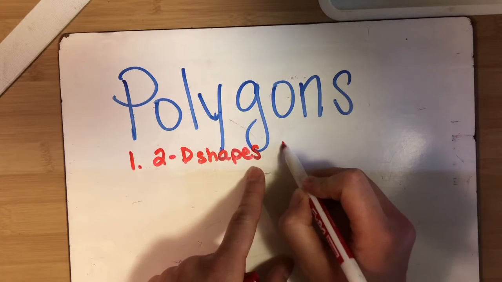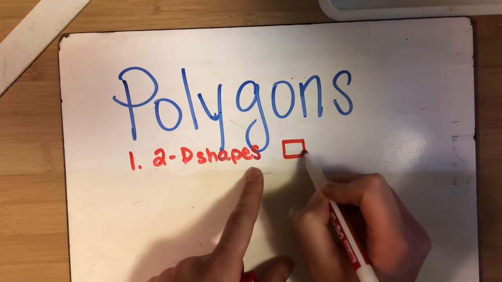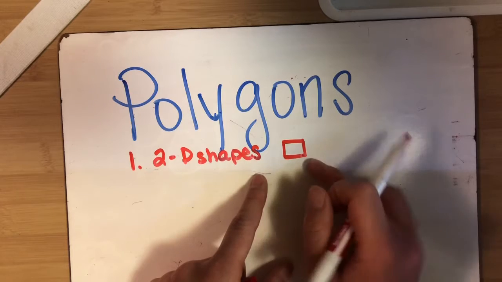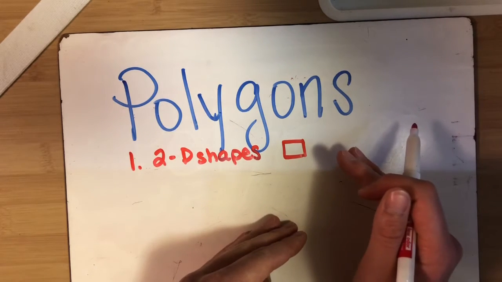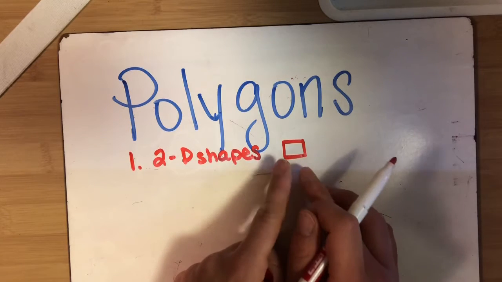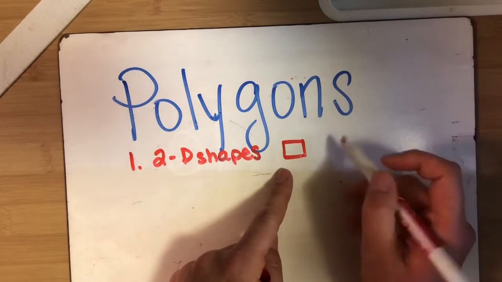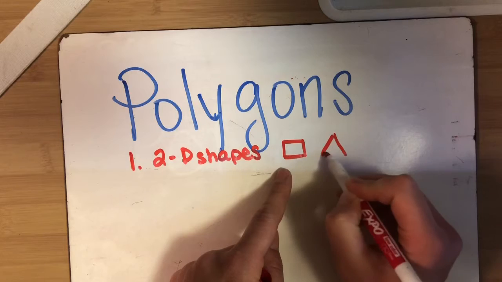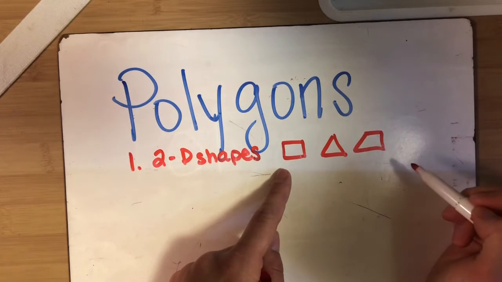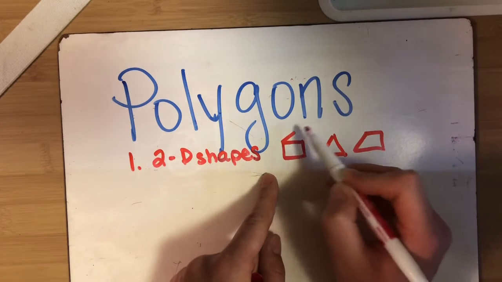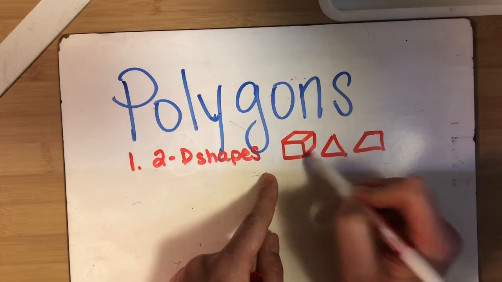So a polygon is going to have length and width, but it's not going to have that third dimension of height. So right now, this is a two-dimensional figure or shape. This is a two-dimensional shape. A 3D shape is when you add a third dimension. So now I've added height.